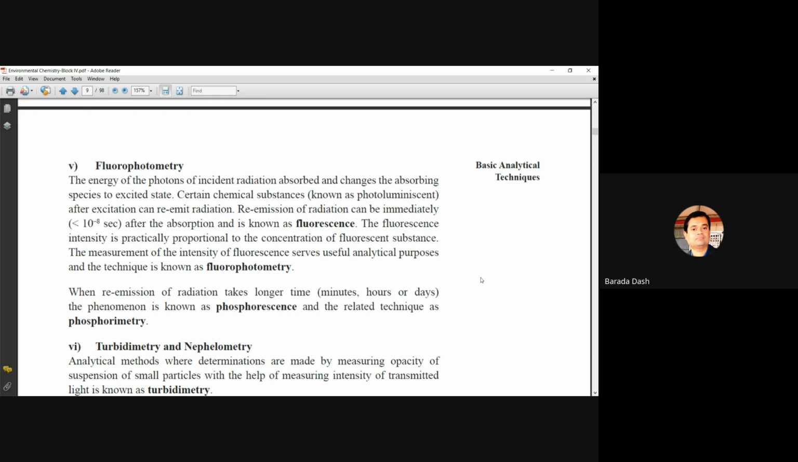When re-emission of radiation takes longer, the phenomenon is known as phosphorescence. So if the re-emission time, which is less than 10 to the power minus 8 second for fluorescence, is higher than that, the process is called phosphorescence. Basically, fluorescence and phosphorescence are almost similar processes. The only difference is that the re-emission time varies for both processes: fluorescence is instantaneous, and phosphorescence is a little bit longer.